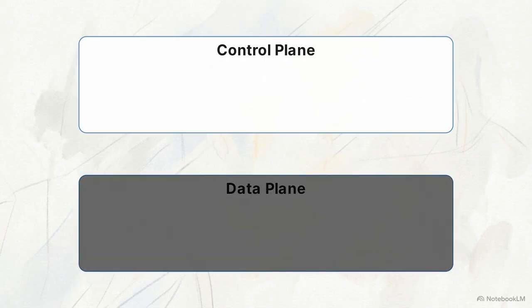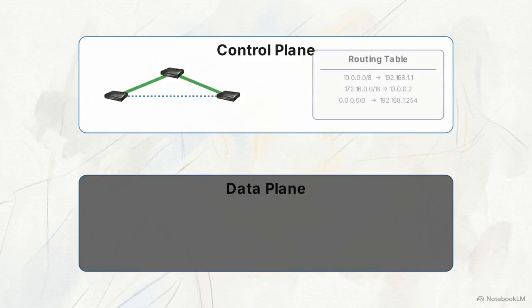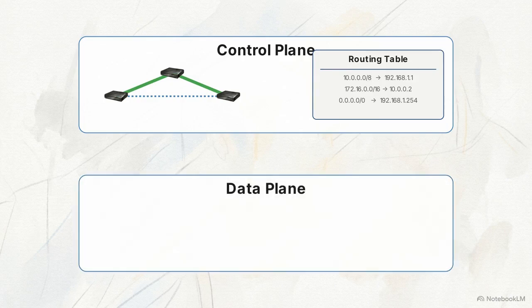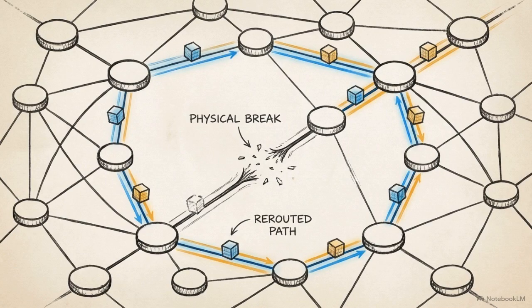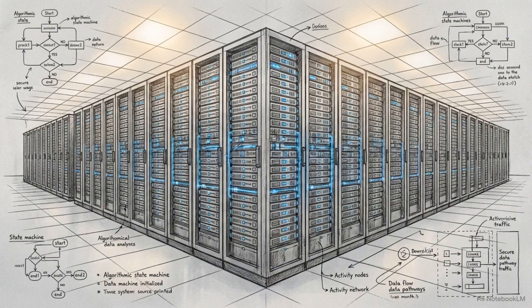But the data plane only acts on instructions. It requires the control plane. Here, dynamic routing protocols continuously share information with neighboring routers, calculate the most efficient network paths, and update the routing table, dropping those paths down to the forwarding layer. Isolating the routing logic from the physical forwarding means network hardware can instantly redirect traffic around severed links or sudden congestion without waiting for a human administrator to intervene.